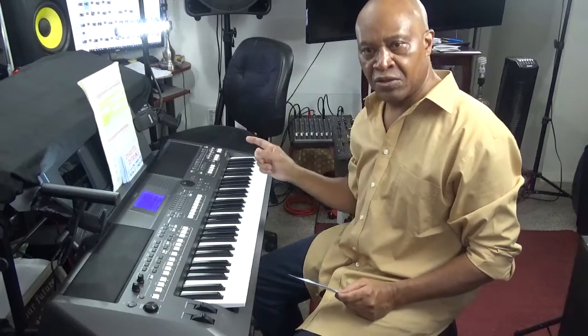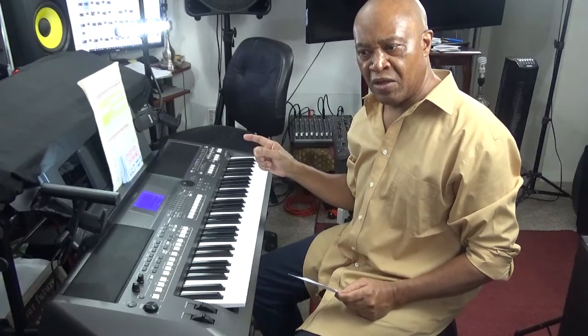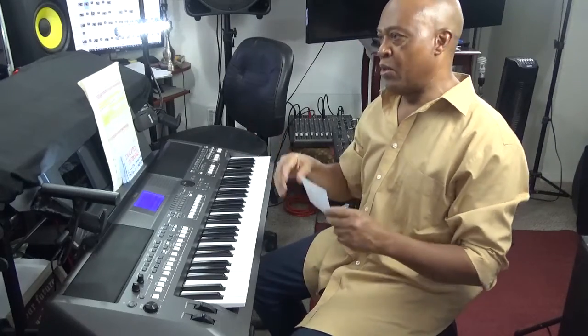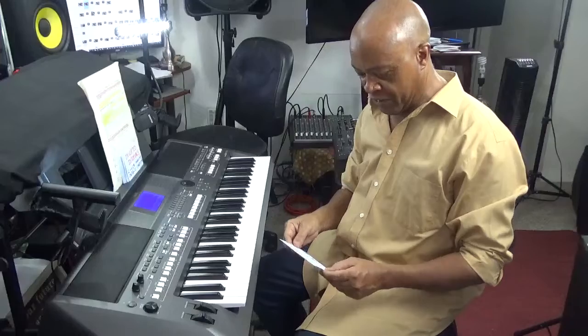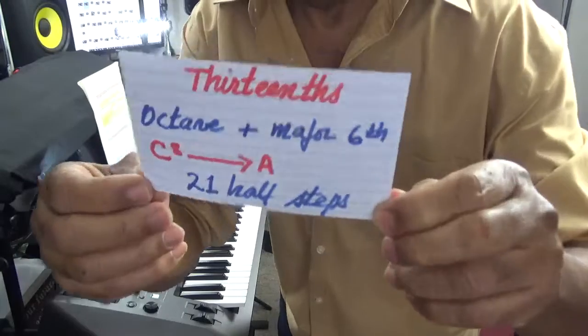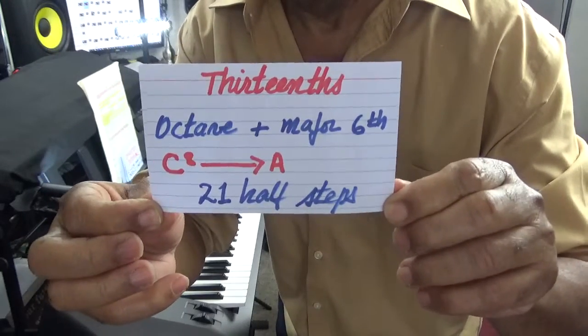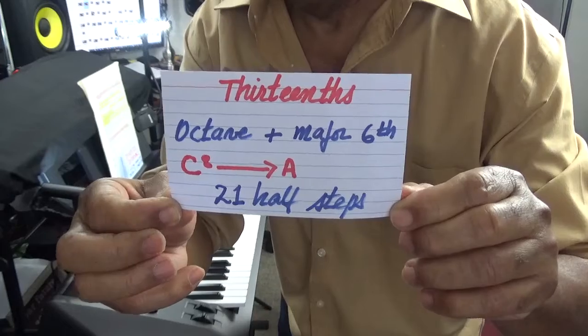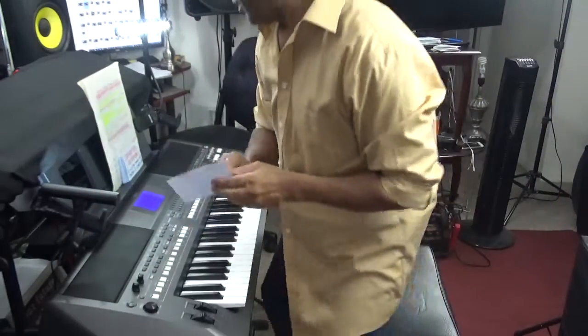That means 7 plus 6 gives you the 13, but then when you count from the root you started with, you got 21 half steps altogether in that interval of 13th. So that means octave plus major 6.